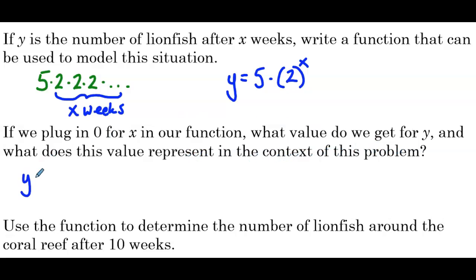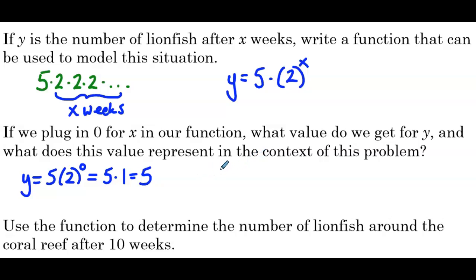Okay, so let's plug in 0 for x. So this brings back some exponent properties. So 2 to the 0, if we evaluate that, it will be 1. So we have 5 times 1, which is equal to 5. So what does this value represent in the context of this problem? Well, that's how many lionfish we started with.